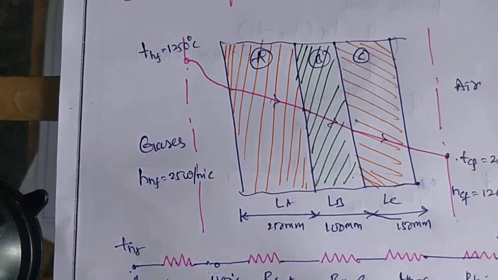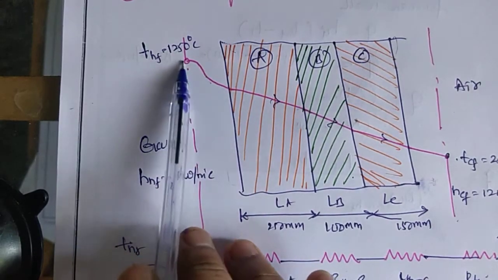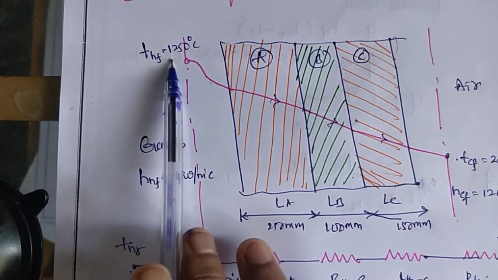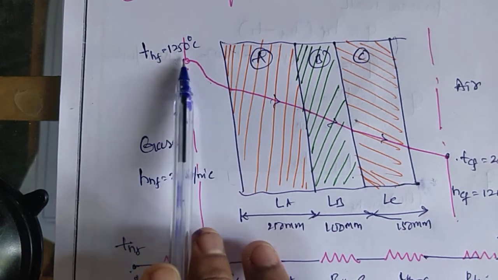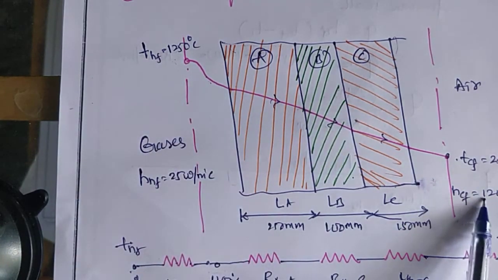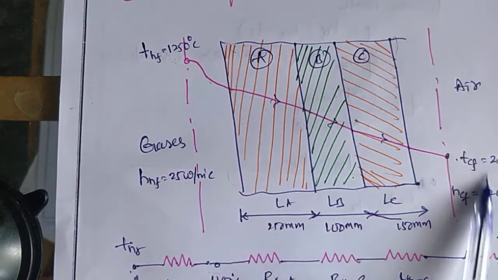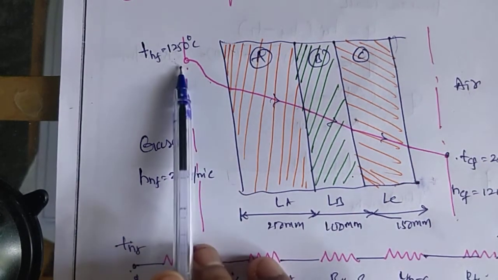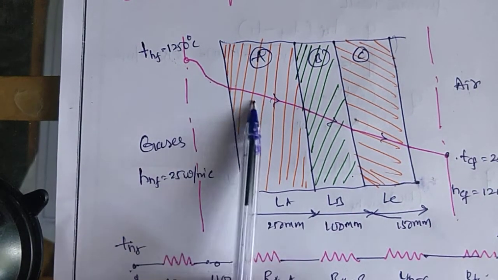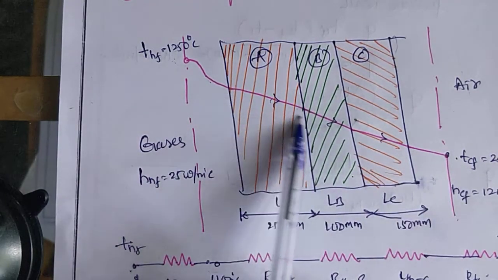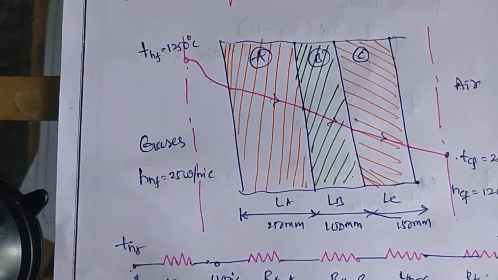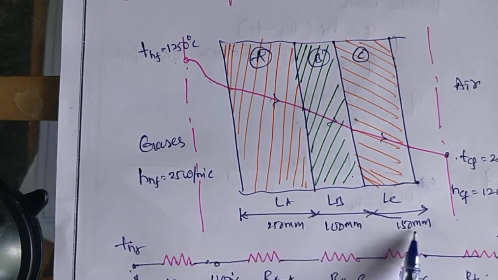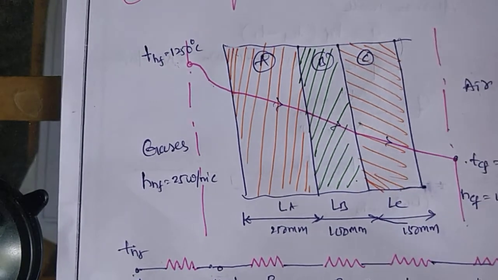So you can observe the temperature of the hot side. The gas side is 1250 degrees centigrade and the cold side is 25 degrees centigrade because it is the air that is there. So high temperature is this side, and heat is moving from this direction to this direction. The temperature profile, you can observe, is linear. Length everything is given here: 250 mm, 100 mm, 150 mm. The same values I have written here, the given data.